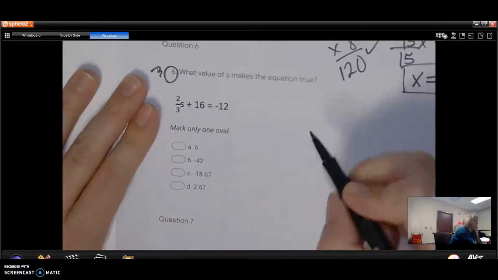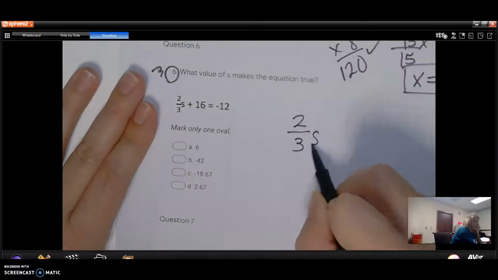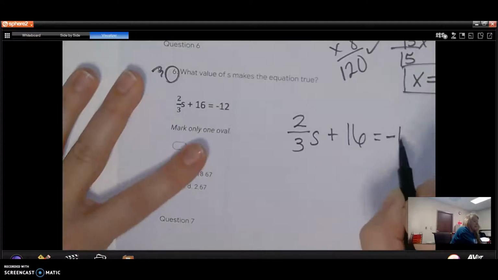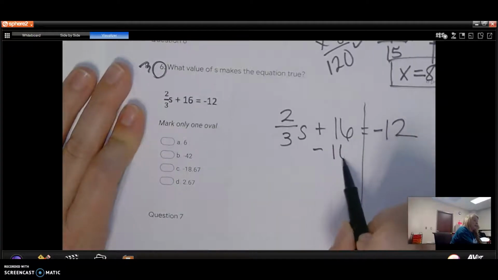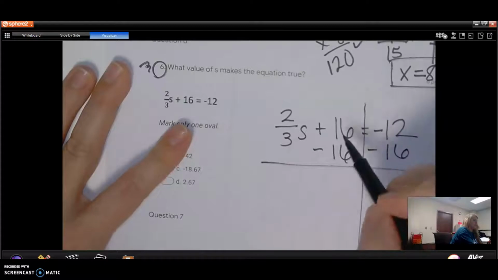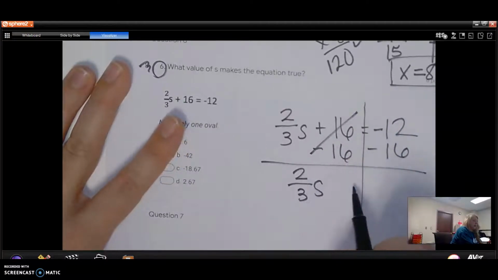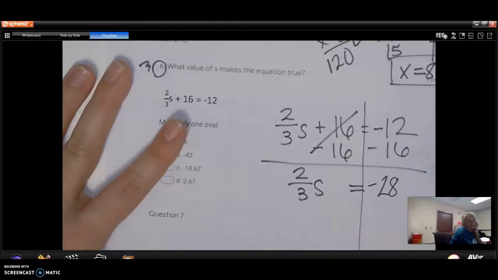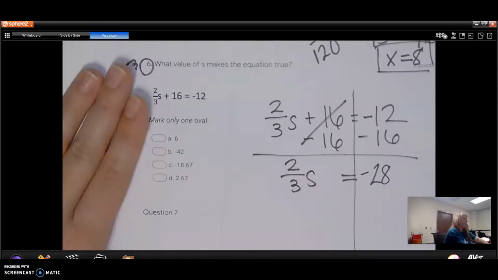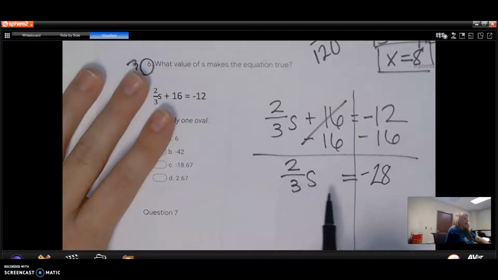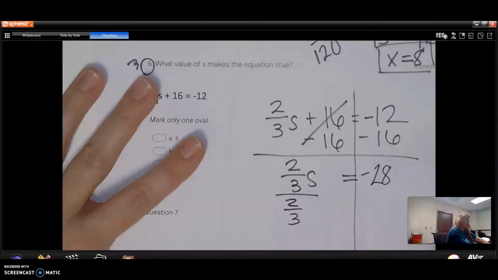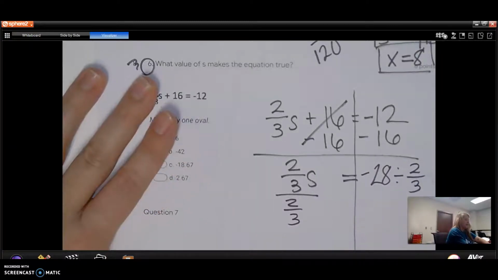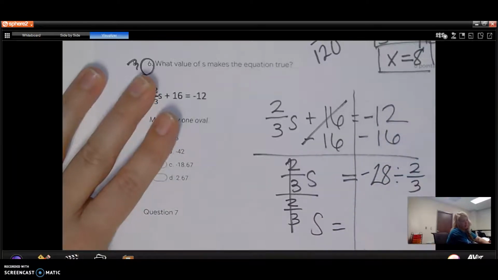For number 6, we have another equation that we're going to solve. So we have 2/3 of s plus 16 is equal to negative 12. 16 is my constant, so I'm going to undo that with my inverse operation, which is subtraction. And I would have 2/3 of s is equal to a negative 28. This is multiplication, so I need to divide by 2/3, and then I need to divide over here by 2/3. This is going to give me s by itself.